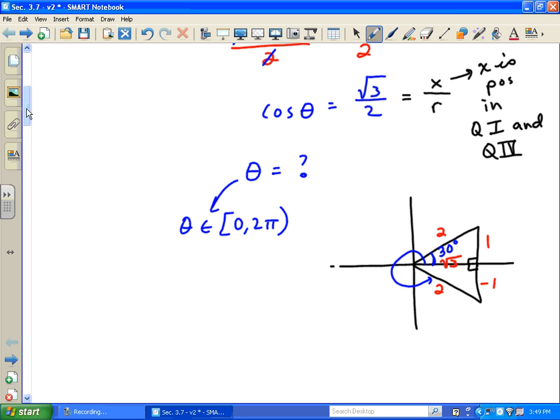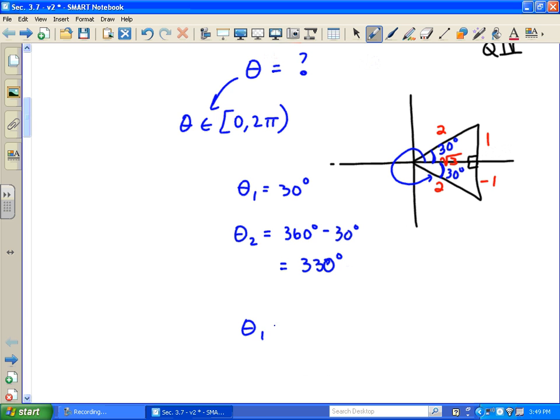Okay. First of all, let me write down my first angle. The first angle would be 30 degrees, and like I say, I'll convert that to radians here in a little bit. The second angle, the one I've just drawn, would be 360 degrees minus 30 degrees. And the reason we know that is we know that the reference angle down in here is 30 degrees also. Okay, so that would be 330 degrees. Okay, in radians, those two angles are 30 degrees, which we know is pi over 6. That's the answer in quadrant 1. And then theta sub 2.